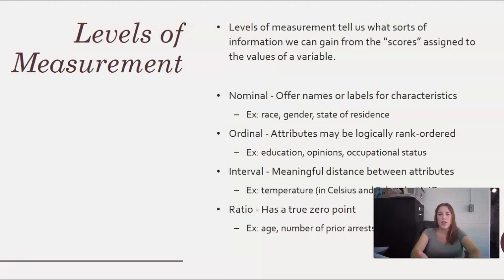So first of all, we need to go over what the levels are. The first one is nominal measurement. Nominal measures only have the characteristics of being exhaustive and mutually exclusive. As long as they satisfy those two categories, and only those two categories, they're considered nominal. So the attributes can only tell us which category our respondent falls in. It can't tell us anything about their rank order or anything like that. Examples are things like race, gender, state of residence.